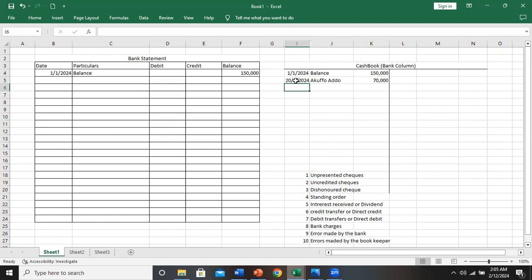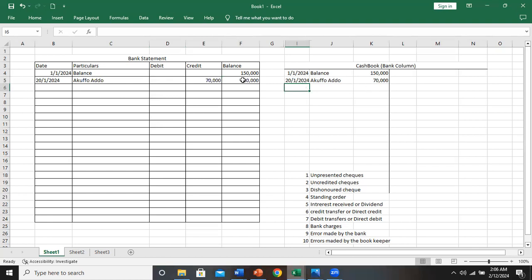70,000. So when you receive a check and you debit your cash book, your bank is supposed to credit you. So the bank would have also indicated 20th January 2024, check from Akufo-Addo, and the bank will credit you. So if the bank credits you, your balance will move to 220,000, the 150 plus the 70,000. And when you also balance your cash book, you are going to get 220,000.